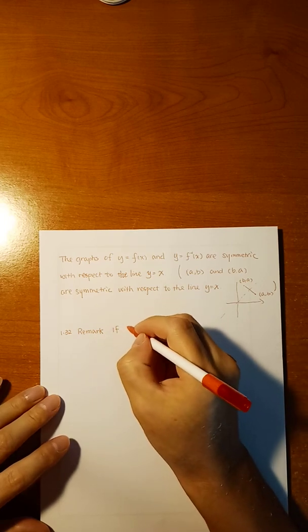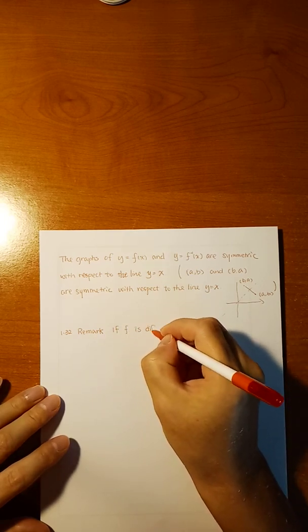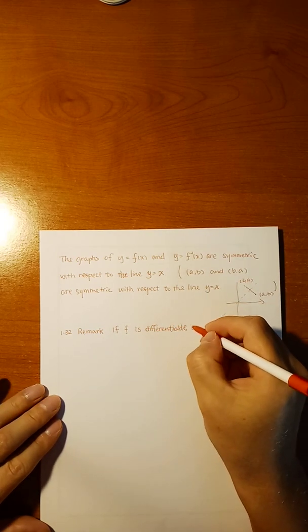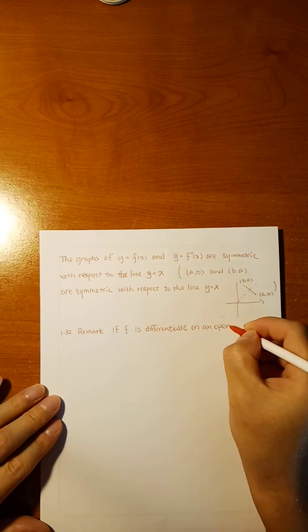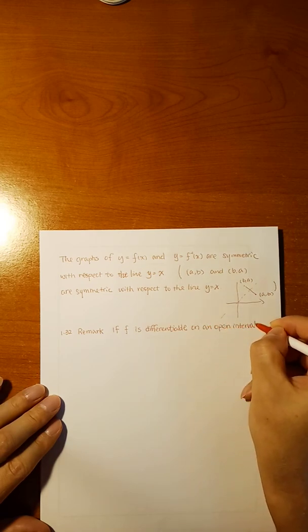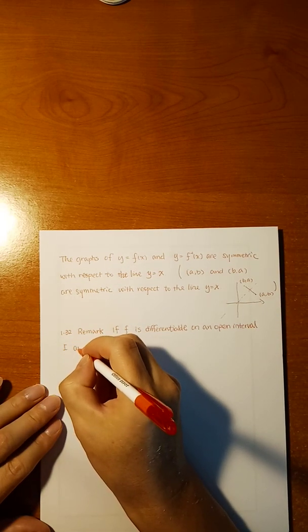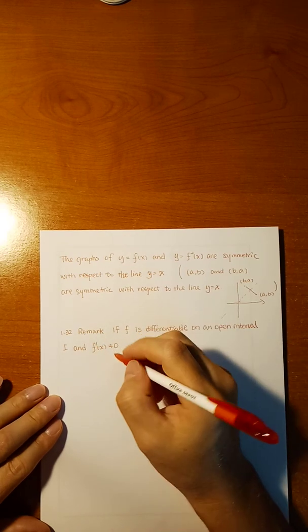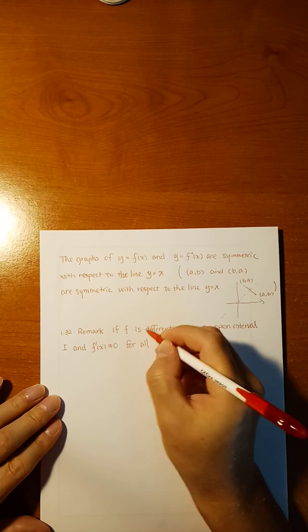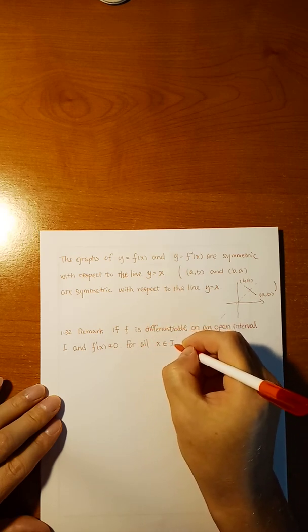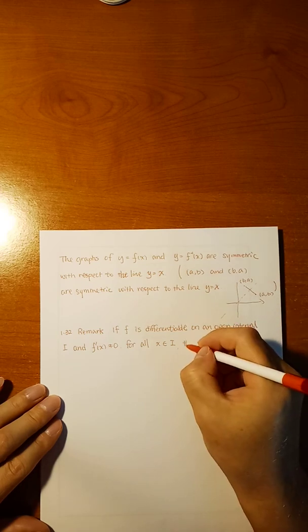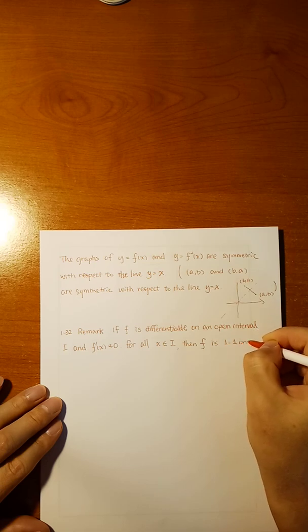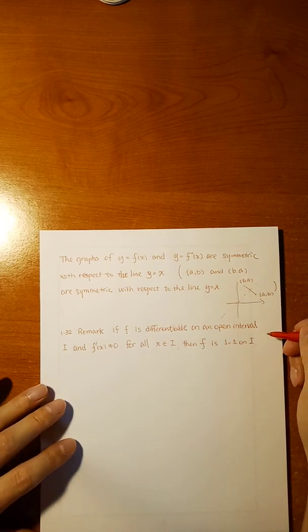So if f is differentiable on an open interval I, and f prime of x is not equal to 0 for all x in I, then f is one-to-one on this open interval.